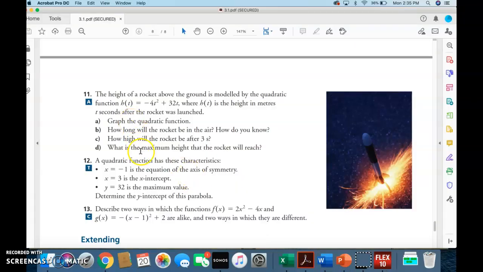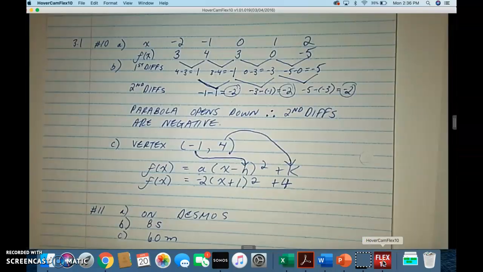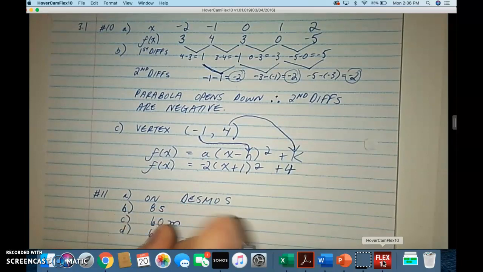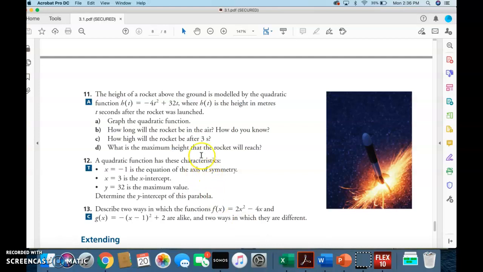Okay, and then what is the maximum height that the rocket will reach? So I look back at my graph one more time. And so the maximum is right here. Desmos has kind of already noticed it for me. So after 4 seconds, I reach a maximum height of 64 meters. So I'm going to go here, D, 64 meters. Okay, and then let me just go back and read. Oh, and that's it. Okay, so pretty easy.